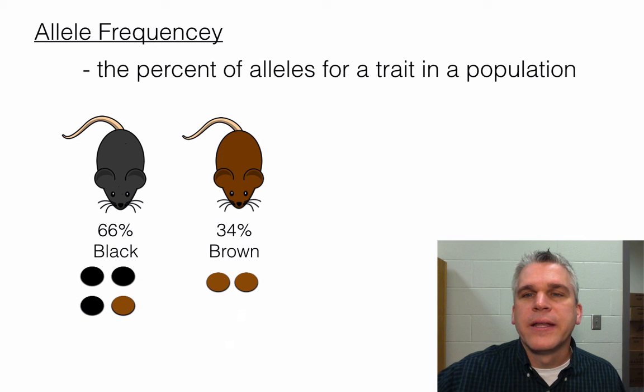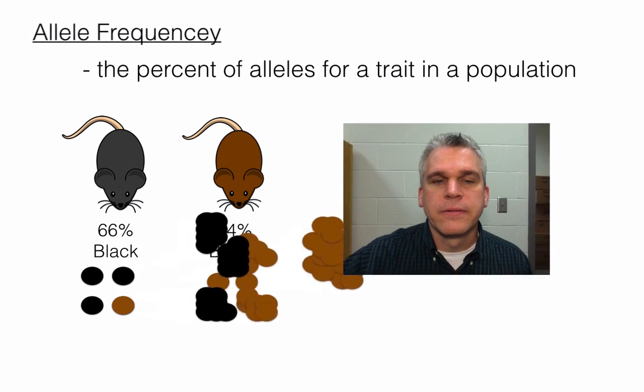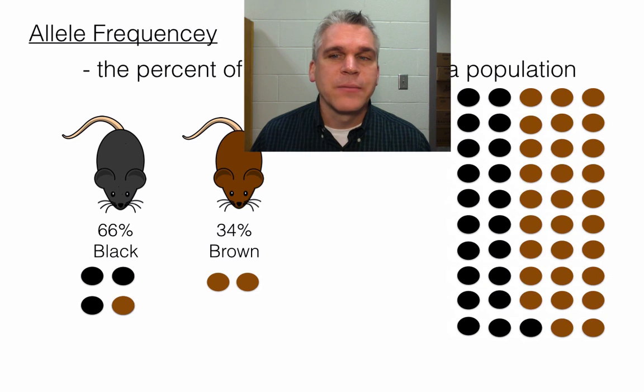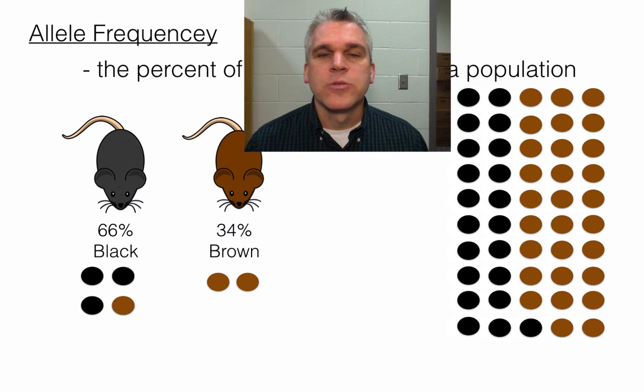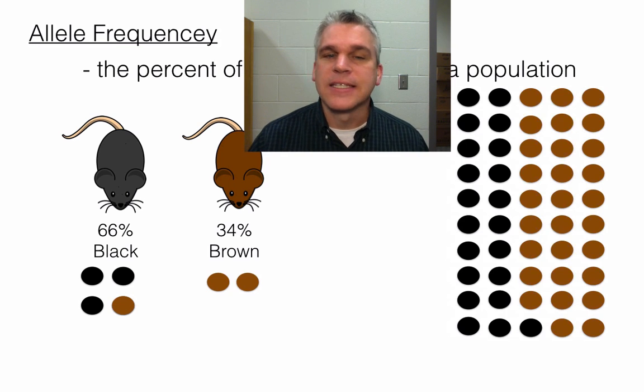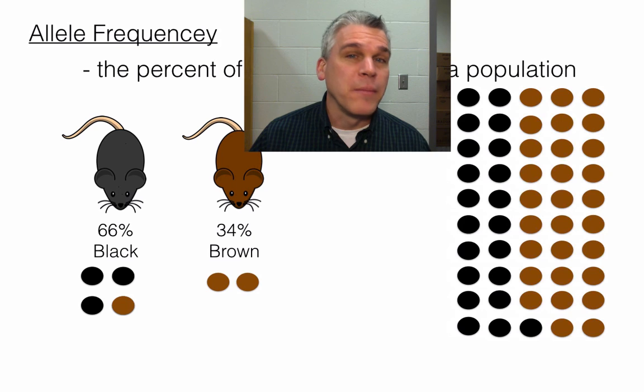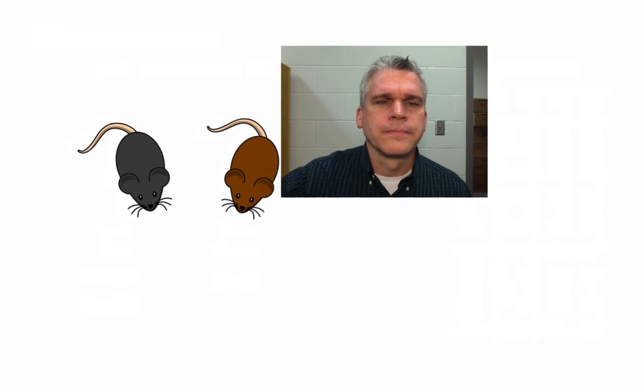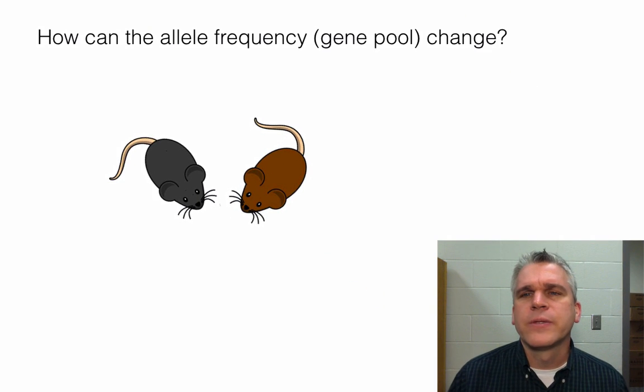But what's the most common allele in this population? At first glance you might say there's a lot more recessive brown alleles than there are dominant black alleles. But yet this is exactly what the percentages would be in order to get that 66-34%. We're going to be making these calculations in another video. But how can the allele frequency then change?